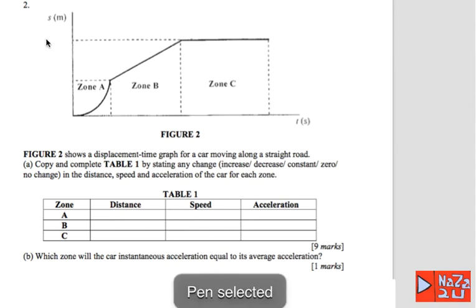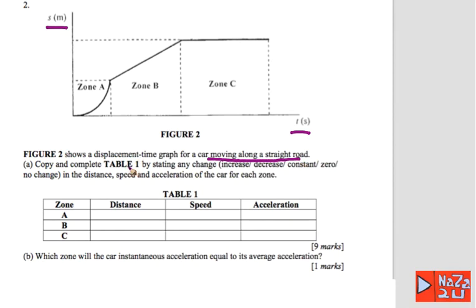This is a graph of displacement s, or distance, against time t for a car moving along a straight road. Copy and complete table 1.